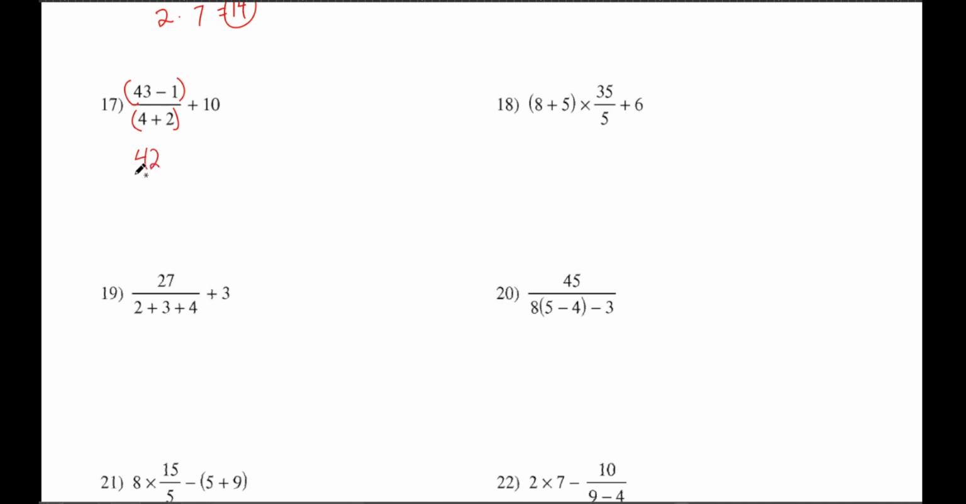So what's on top then? 42 divided by what? 6, and then we put a plus 10 here. Now we do this division first. What's 42 divided by 6? 7 plus 10 is 17. That's all right. Everybody good? So that's a little different.